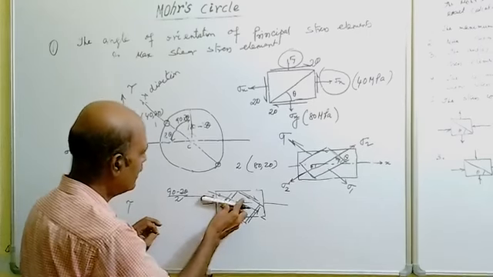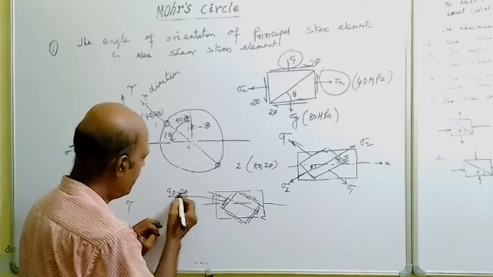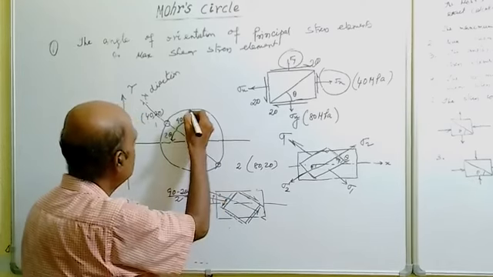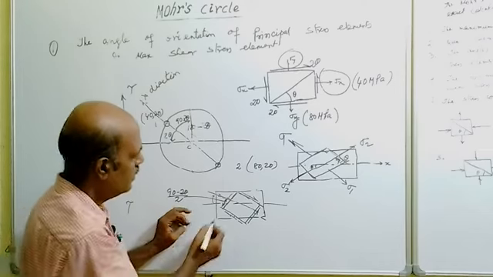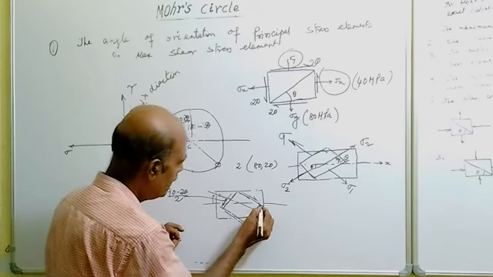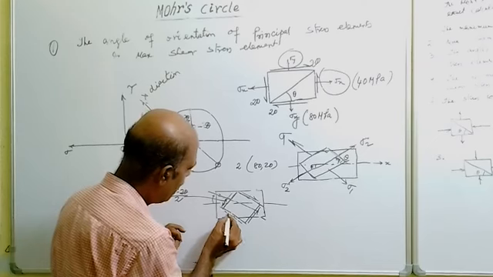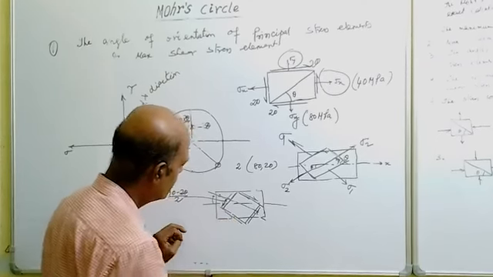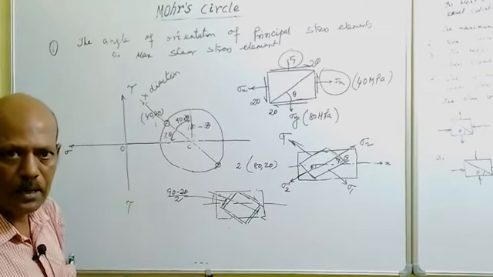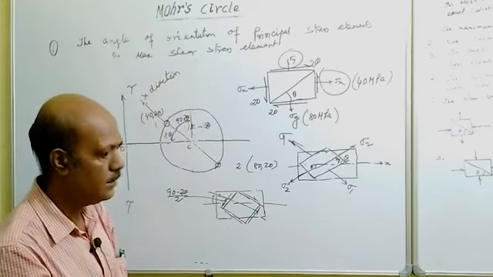So when we rotate this x-axis in clockwise sense by (90 minus 2 theta) by 2, we get this plane. So this plane will have this tau, that is positive tau, that is anti-clockwise sense it is acting. And the plane which is at 90 degrees to it will have clockwise shear stress. So it is shown like this. Okay, this is about the angle of orientation of the principal stress element and the maximum shear stress element.